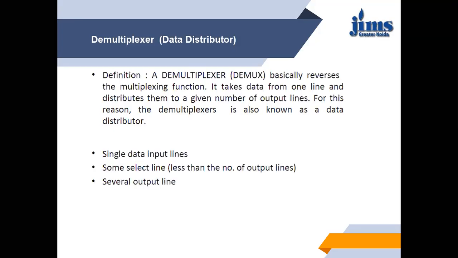As far as the block is concerned, we have a single data input line, some select lines, and several output lines. The select lines are in the same ratio as in the case of multiplexers. The relation between select lines and output lines is 2 raised to power m equals n, where n is the number of data output lines and m is the number of select lines.